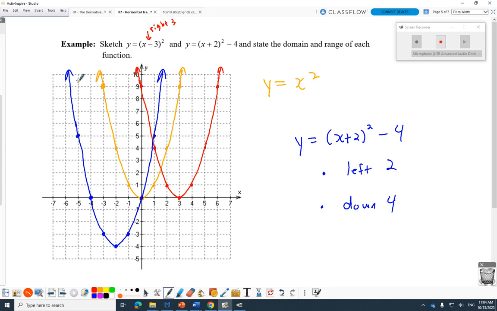Now, if you didn't use different colors, like I have, you better label them when it's over. There's y equals x squared. What did I do? I did that one in red, right? Y equals (x minus 3) squared.